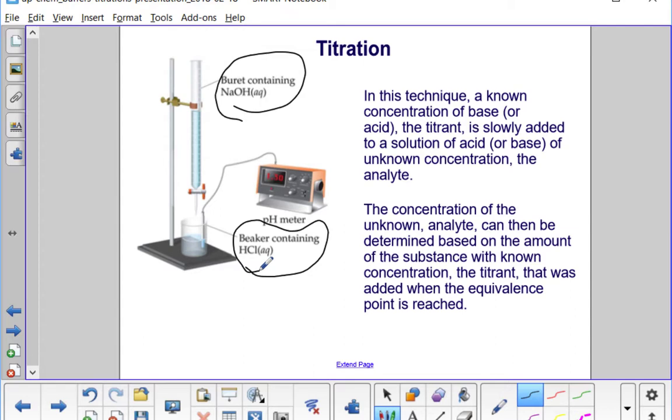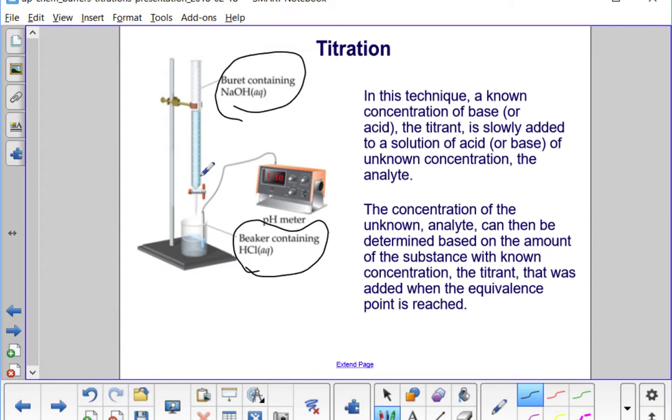The concentration of the unknown or the analyte can be determined based on the amount of the titrant that is added. So on the burette, there are these little markings for volume, and you can keep track of how much volume of titrant you're adding until you reach the equivalence point. So you know how much titrant you're adding, and you can use that to find the concentration of the unknown in the beaker.